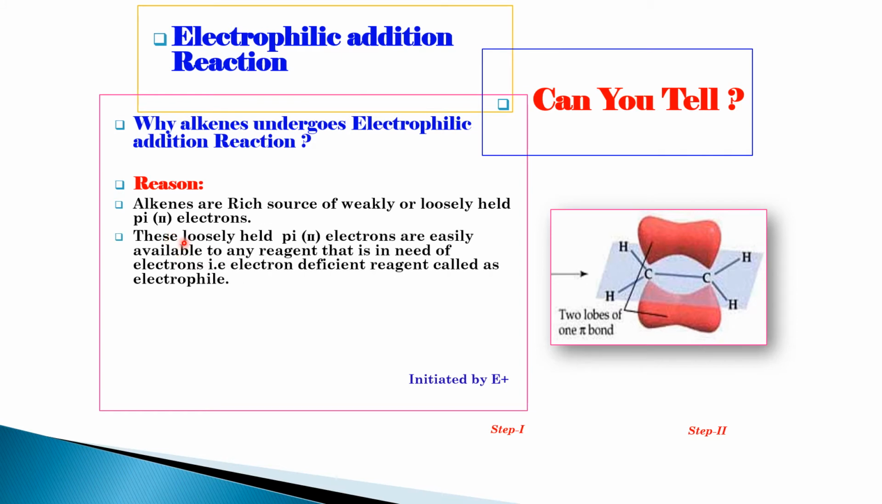These loosely held pi electrons are easily available to any reagent that is in need of electrons, that is, an electron-deficient reagent called an electrophile, or electron loving.